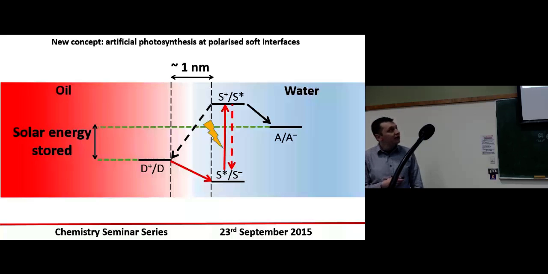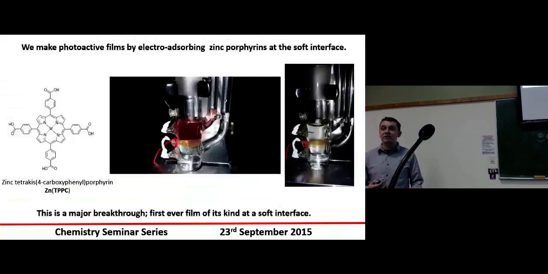And this guy can't be reduced by this donor. Only in the presence of light can we get this oxidation reaction occurring, or reduction reaction occurring. And the difference between the redox potential of this guy and this guy will be basically the amount of solar energy that you've stored in a perfect world. So we've actually had quite a lot of early success.